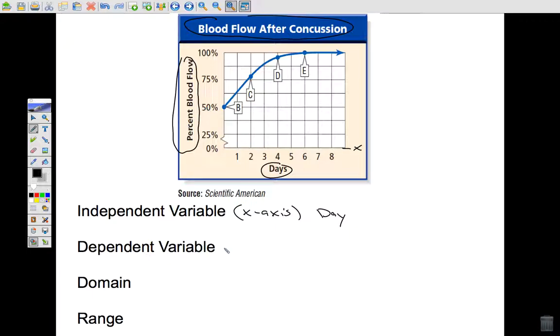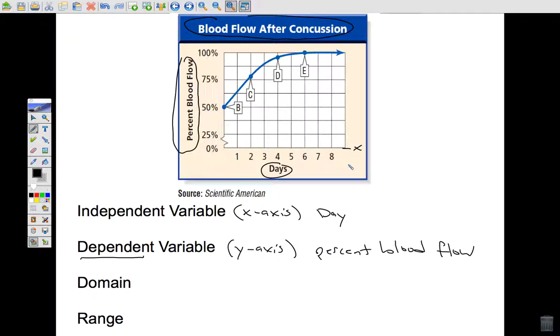On the other side, we have the y-axis, which in this case, the variable there is percent blood flow. So what that means is the percent blood flow back to the brain is completely dependent on the number of days that have gone by, which is independent, okay? So remember that the x-axis, or the horizontal axis, is where the independent variables live. The y-axis is where the dependent variables live.